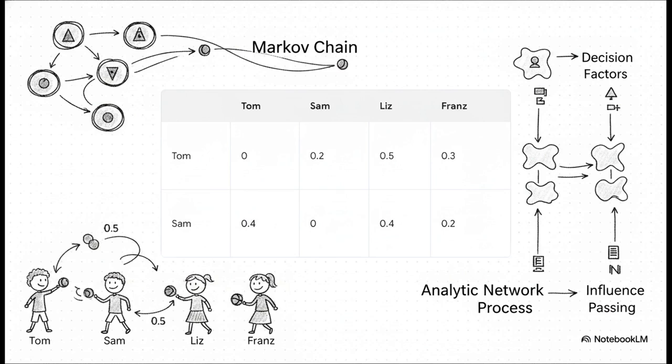It's exactly like mapping the probability of 4 kids, let's call them Tom, Sam, Liz, and Franz, passing a ball to one another. Tom has a 50% chance of passing to Liz, a 30% chance of passing to Franz, and so on. ANP uses this exact same logic, but instead of children passing a ball, it maps the probability of influence passing from one decision factor to another.